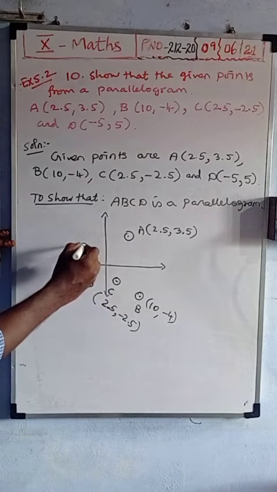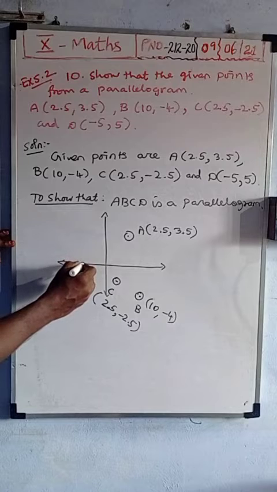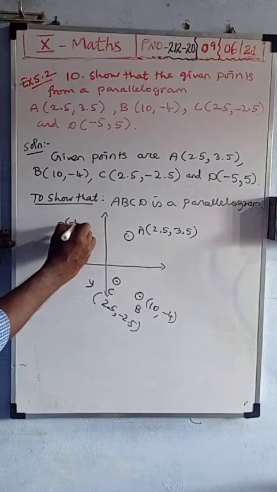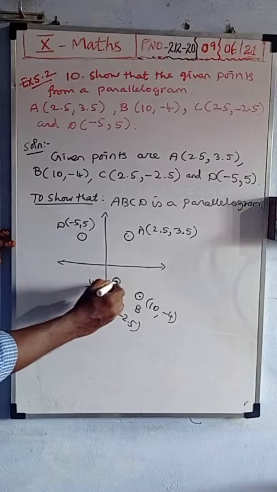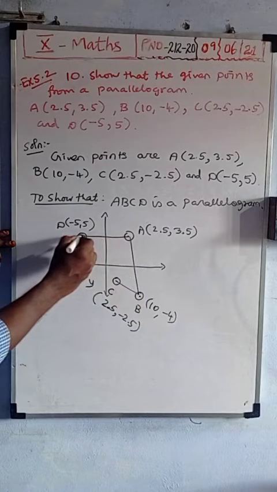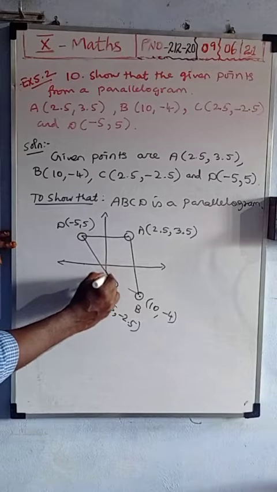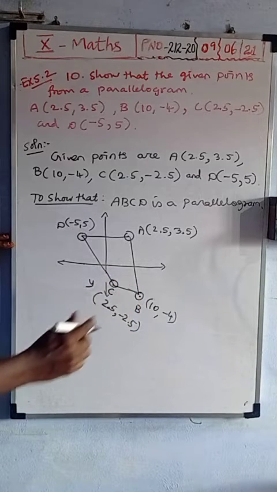Next D point. X-axis negative, y-axis positive. That means this is the second quadrant, (-5, 5). Now you draw, and you will get the proper diagram. Okay, a parallelogram only you will get.